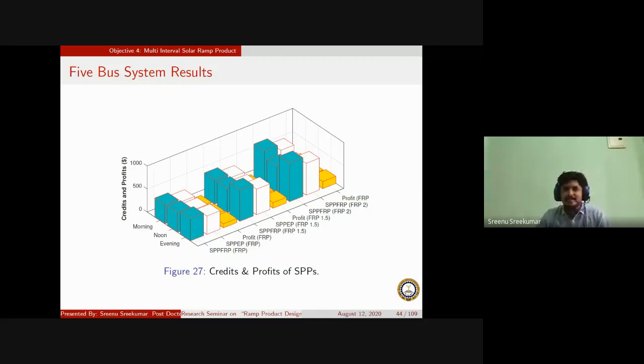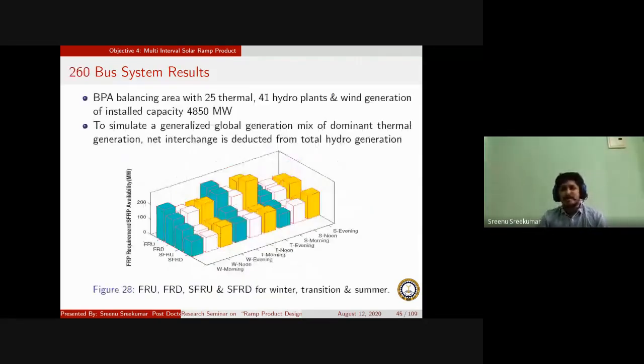And again, the same BPA balancing area is selected, and it has 25 thermal, 41 hydro, and wind generation of installed capacity 4850 megawatt. To simulate the generalized global generation mix of dominant thermal generation, the net interchange is deducted from the hydro generation. So the considered system has more thermal generation. And figure 28 shows FRU, FRD availability, as well as SFRU, SFRD requirements and availability. From the figure, we can observe that the transition season has high FRU and FRD requirements, and also morning and evening have high SFRU and SFRD availability.